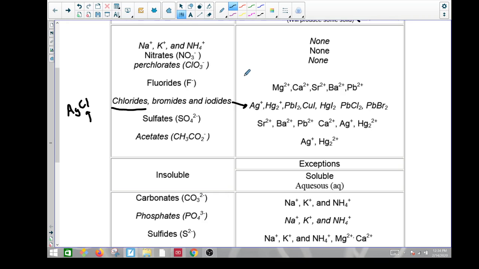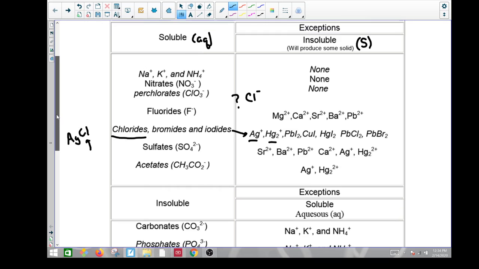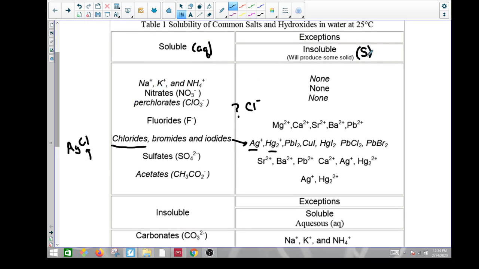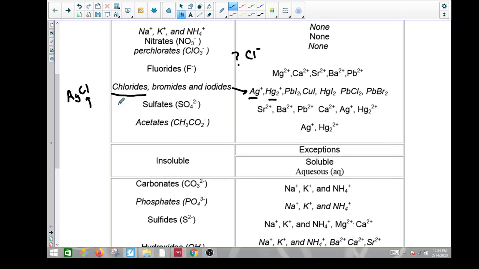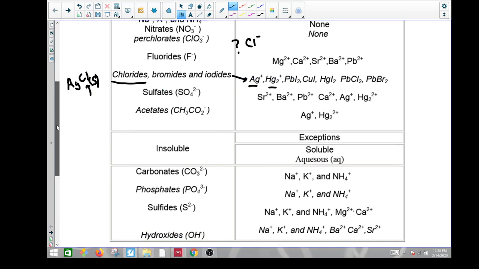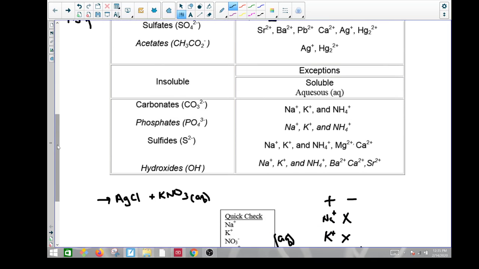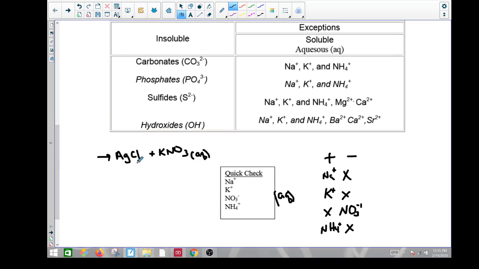The exception is going to be if we have Cl minus, and what is the cation out front? If the cation is silver, mercury, and there are some other individual exceptions as well, then this is not going to be aqueous, but instead it's going to be solid right here. So there we go. Because it's an exception to most chlorides, it will be S, or solid. All the other information about the reaction itself will be covered in class or in other videos, but just how to use this chart, that's it.